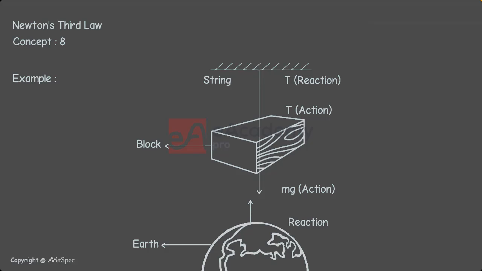Similarly, the force developed on this one by a ceiling through the wire is an action, and the force developed on the ceiling in downward direction is a reaction. So here, action and reaction need not be equal and opposite forces on a single body. Here, action and reaction act on two different bodies.